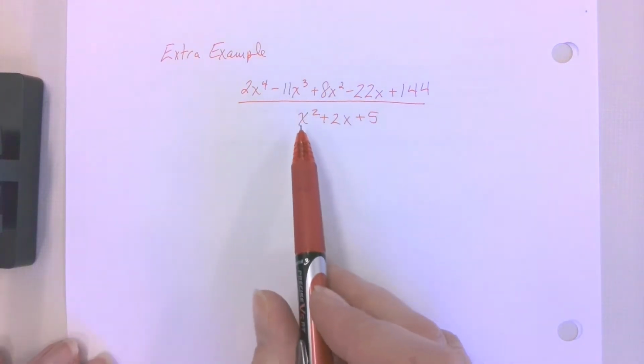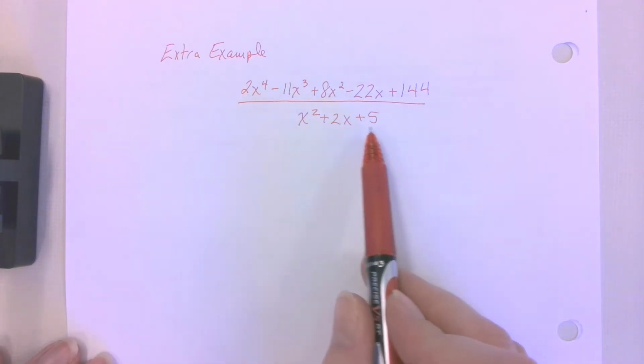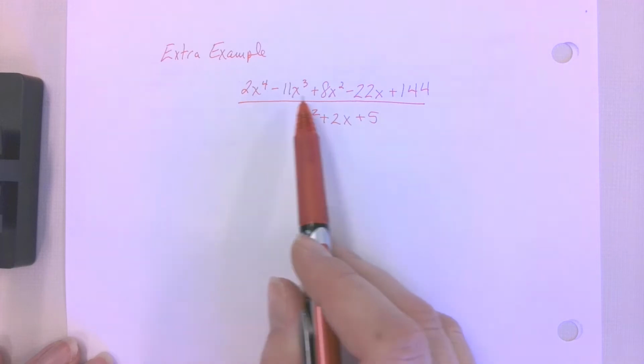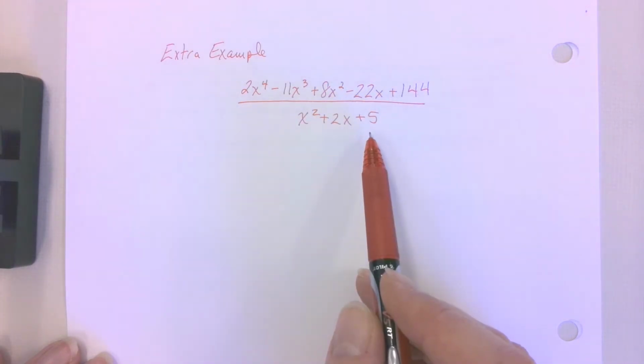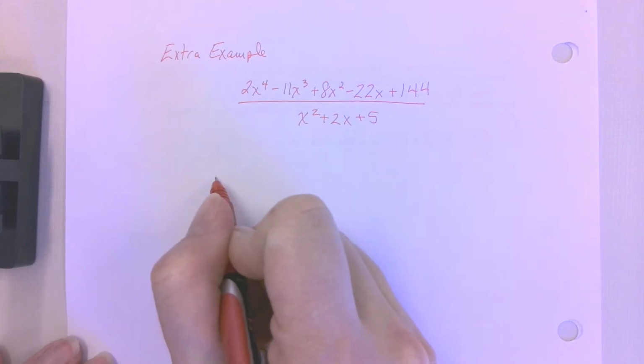And since I have so many terms in the top over these 3 terms in the bottom, there is nothing that they all have in common. So I cannot go in and reduce this. So I'm going to come in and I'm going to do longhand division.